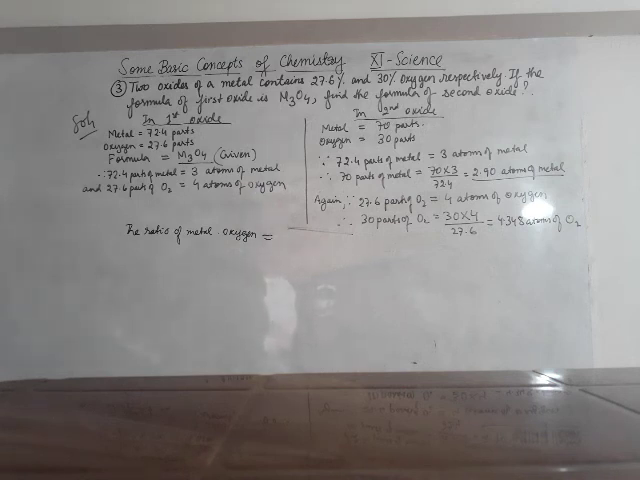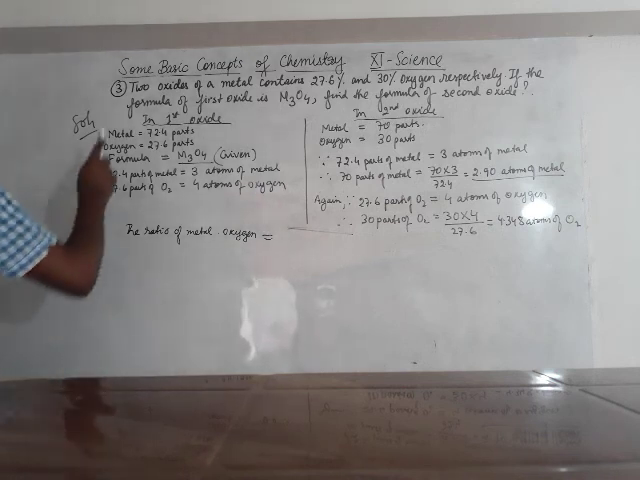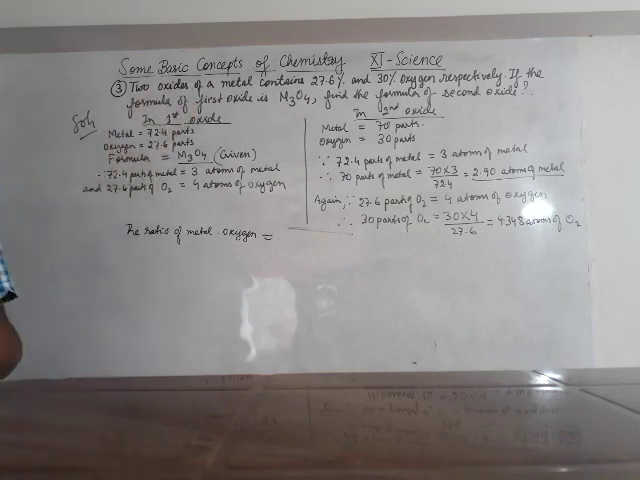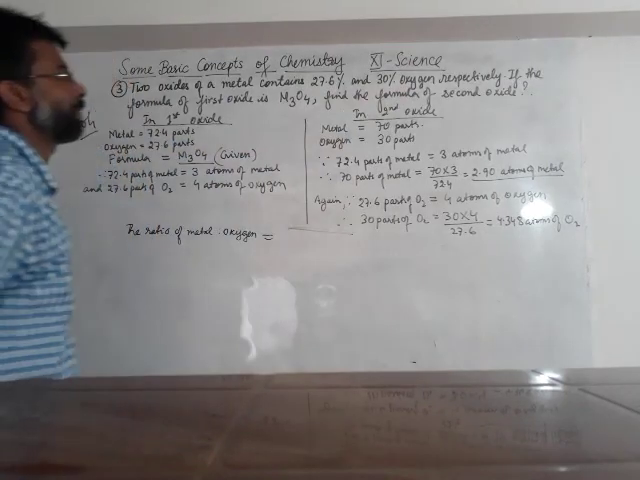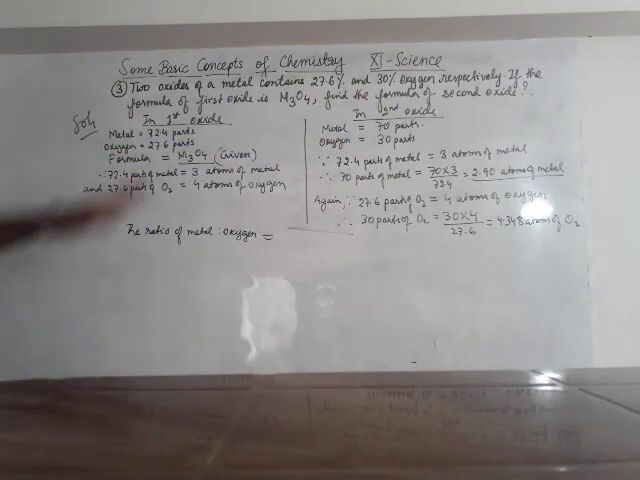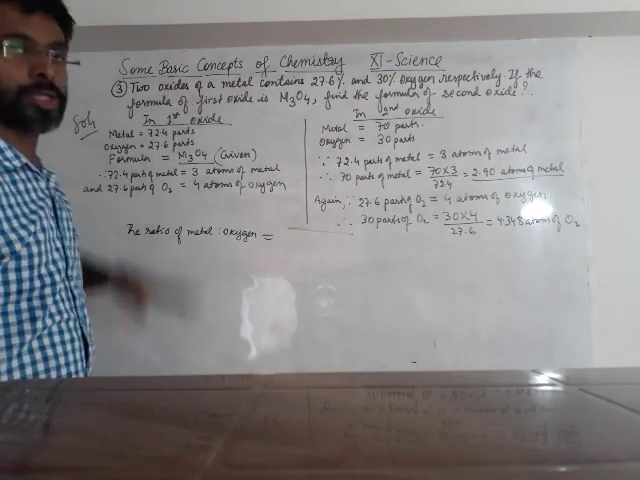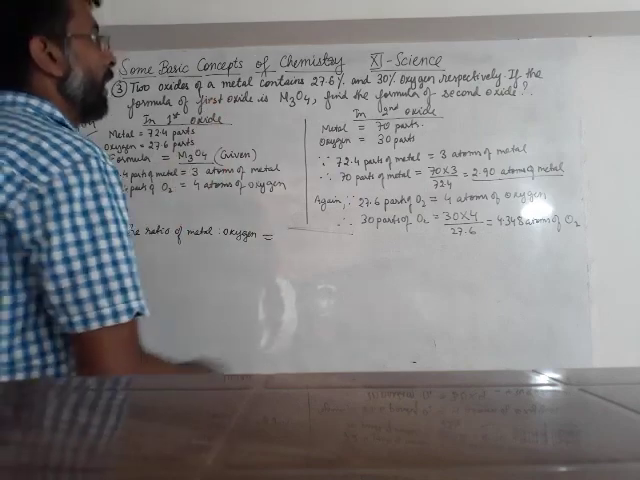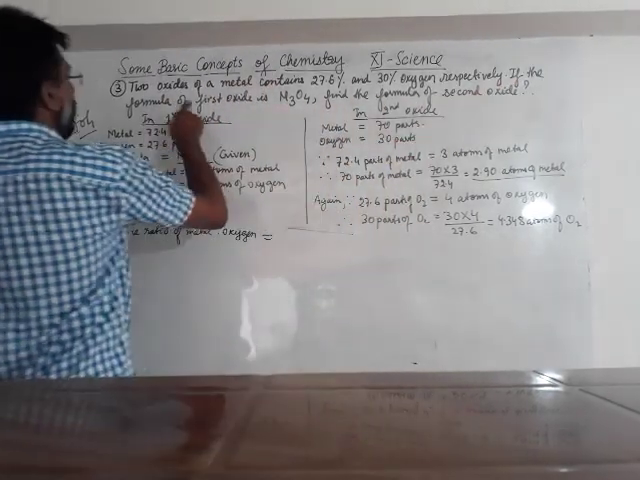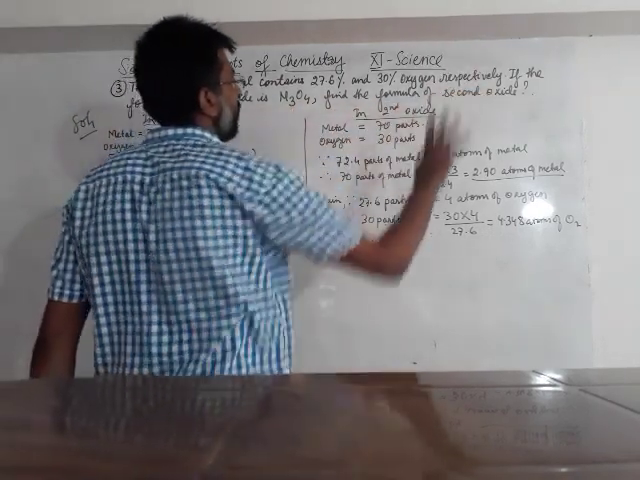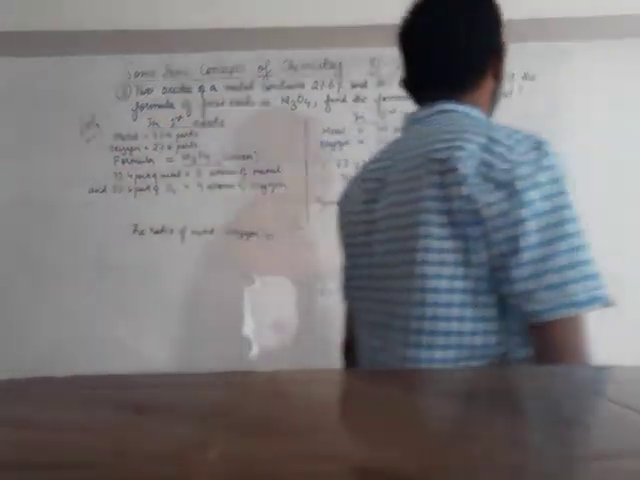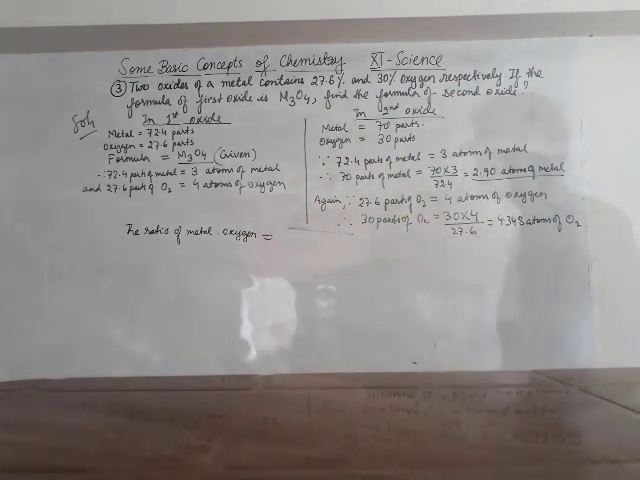There are two oxides of a metal containing 27.6% and 30% oxygen respectively. The percentage of the metal is not given in the question, but that can be calculated. If the formula of the first oxide is M3O4, find the formula of the second oxide. So here also we have to use the concept of law of multiple proportions.